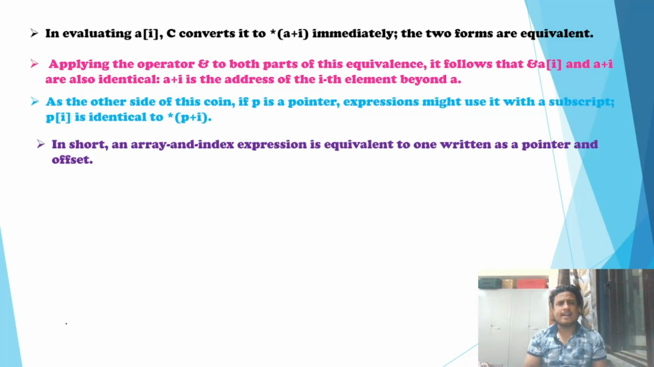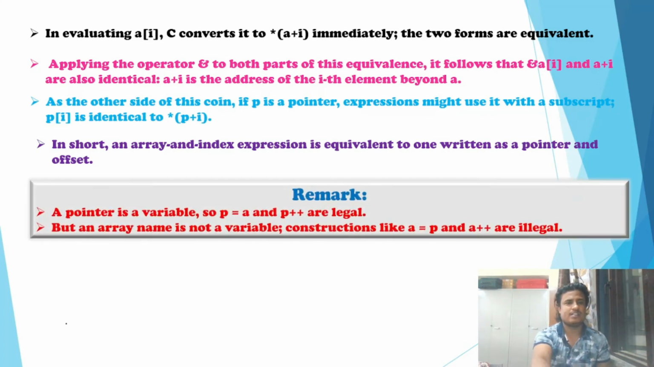To index an array, an index expression is equivalent to one written with pointer offset. Hope this point is clear to you. This is the remark I am talking about. Then remember this important point: a pointer is a variable, so you can write that a pointer is a variable.